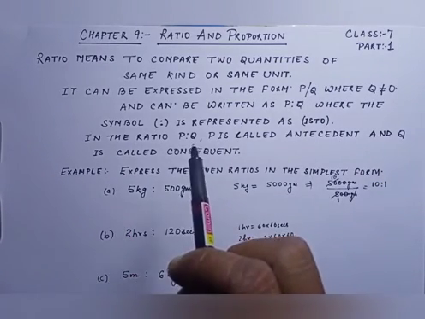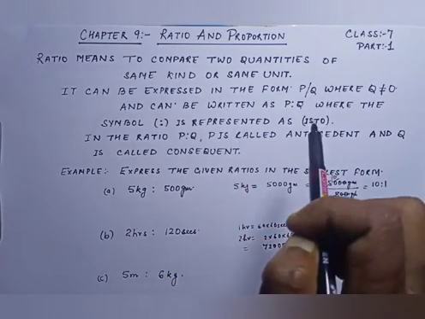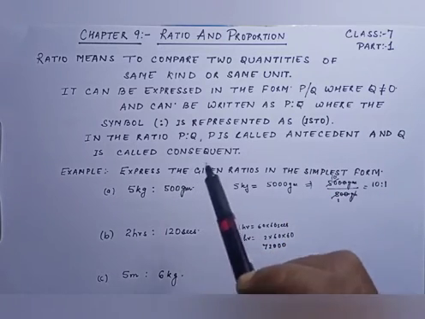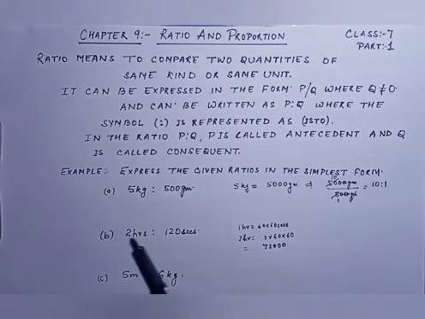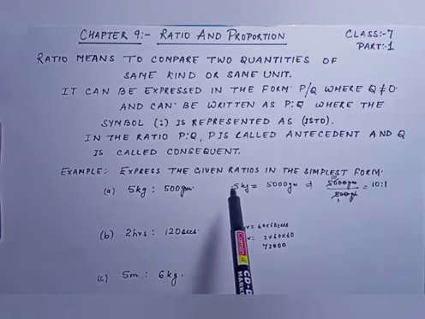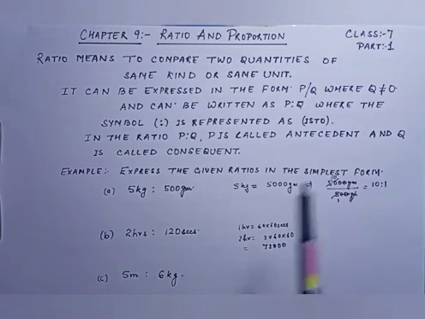In the ratio P is to Q, P is called the antecedent and Q is called the consequent. Let us see some examples so that it is very much clear to everyone.